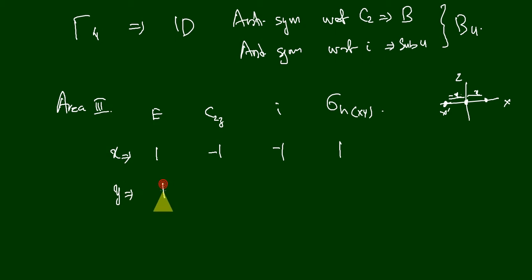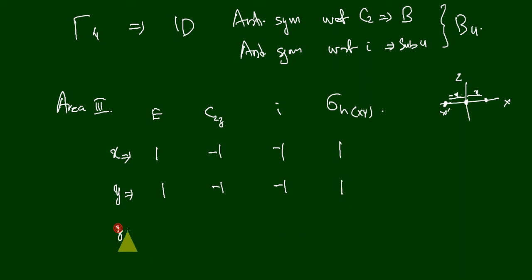During E, no change. C2Z, Y is perpendicular to the Z axis, so 180-degree turn will bring the Y vector to the opposite direction. So this is minus 1. And what about inversion? Same as we explained in the case of X. Inversion will make it minus 1. Okay. And what about sigma H? And Y is in the same plane as the sigma H plane. So its direction will not change, so it is again 1.